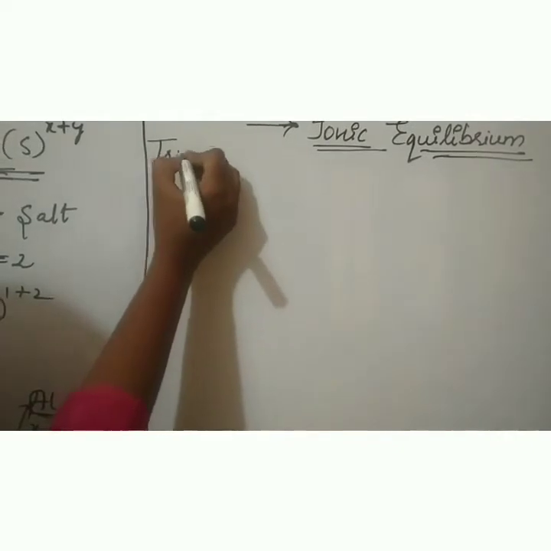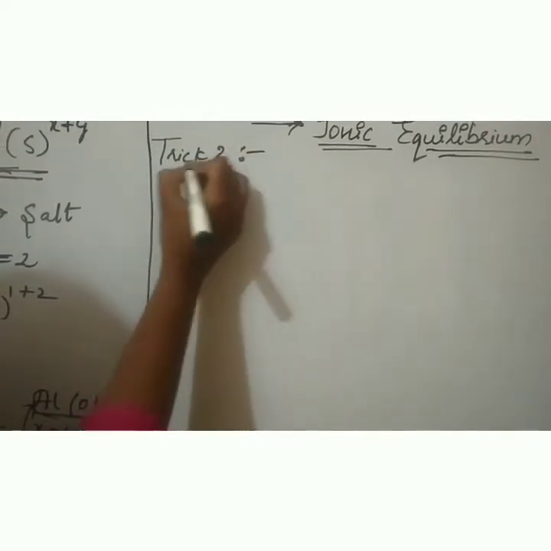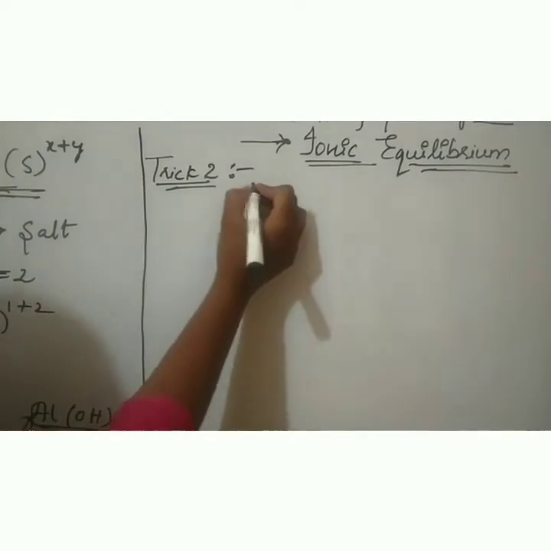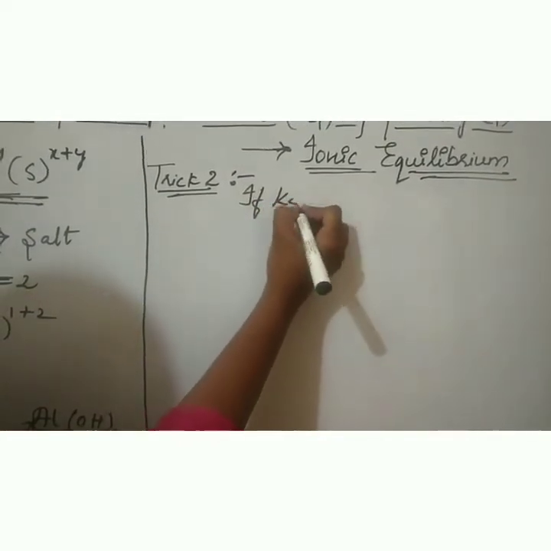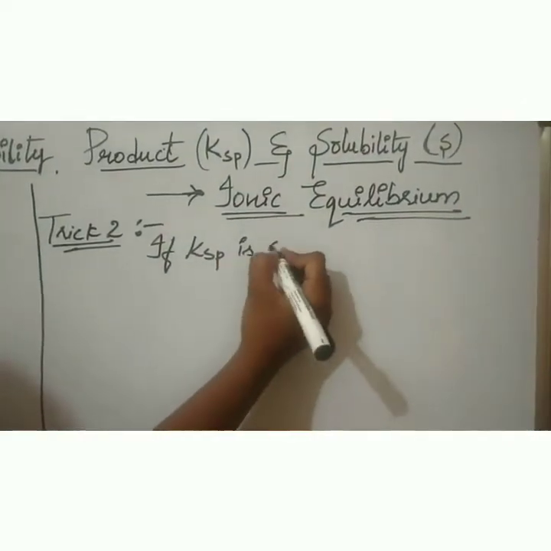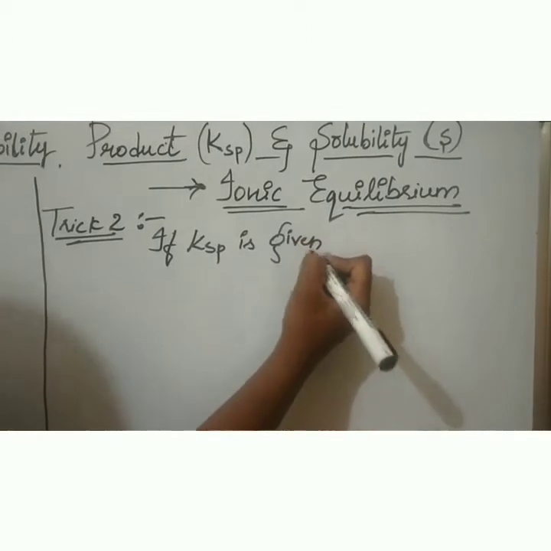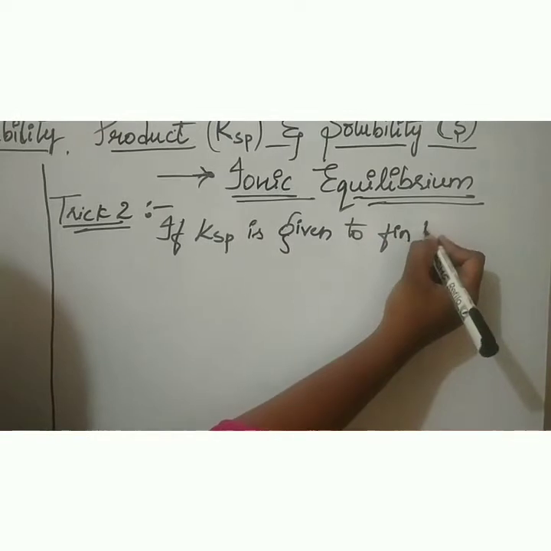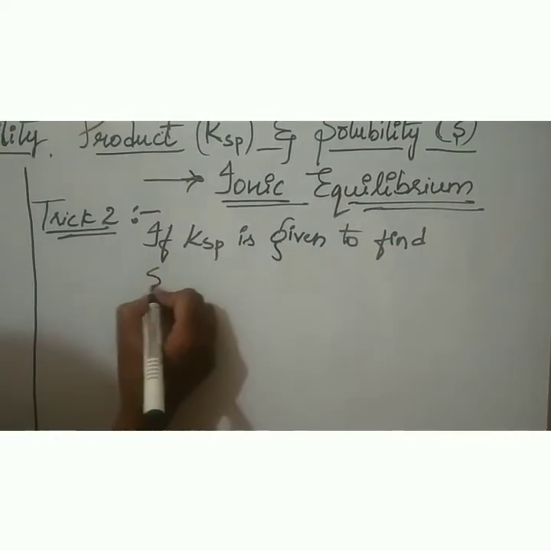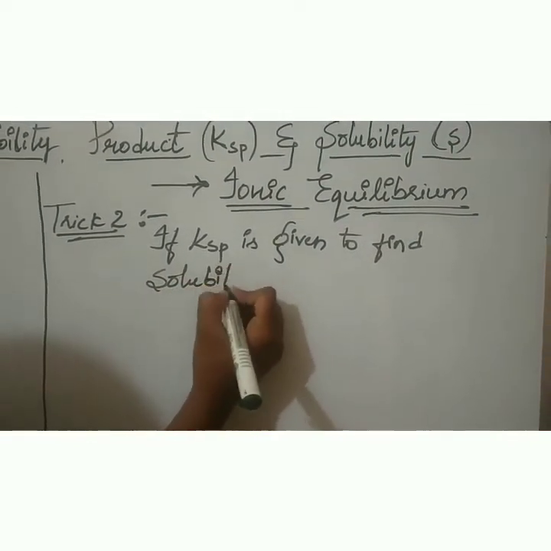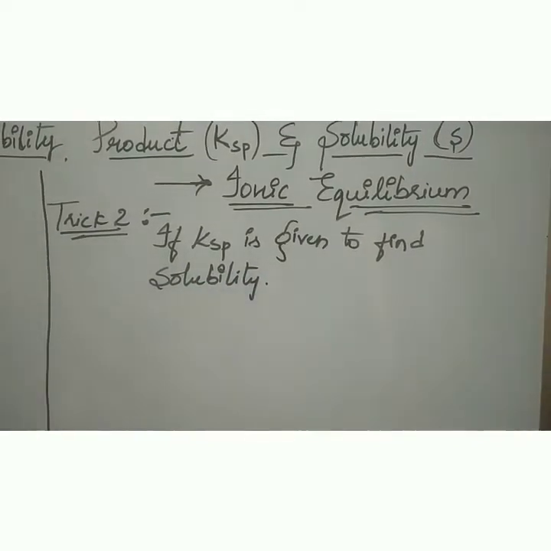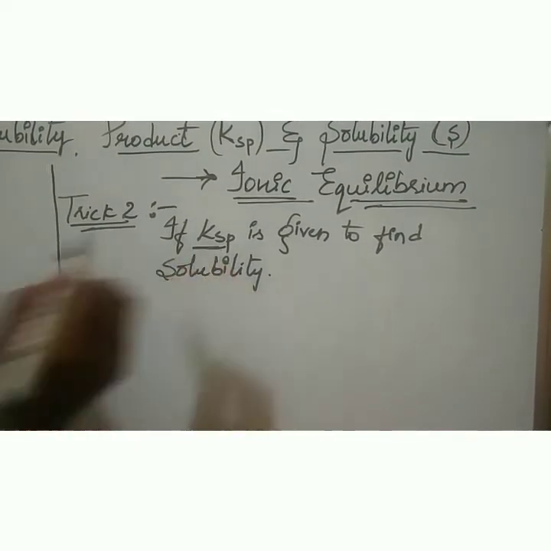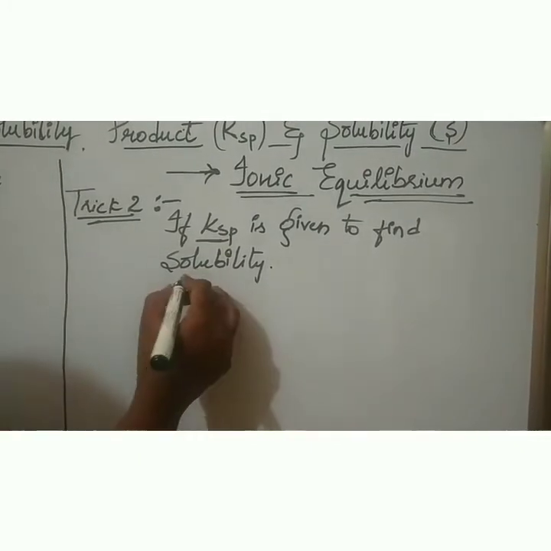Moving to trick 2. If the solubility product is given, we should find the solubility. See, trick 2 is, if the solubility product is given, we should find the solubility.